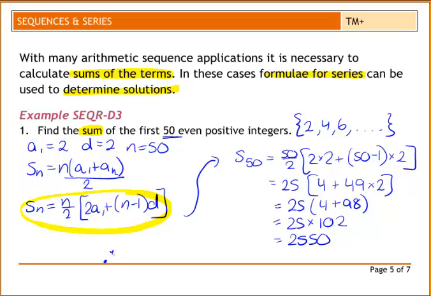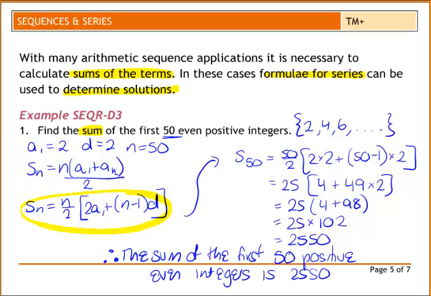Again, finish with a therefore statement. So I have the sum of the first 50 positive integers is 2,550. Now in the textbook they actually use this formula here. But as I've shown you, you had all the information for this second one. But look at that for an alternative. You'll see you get the same answer.